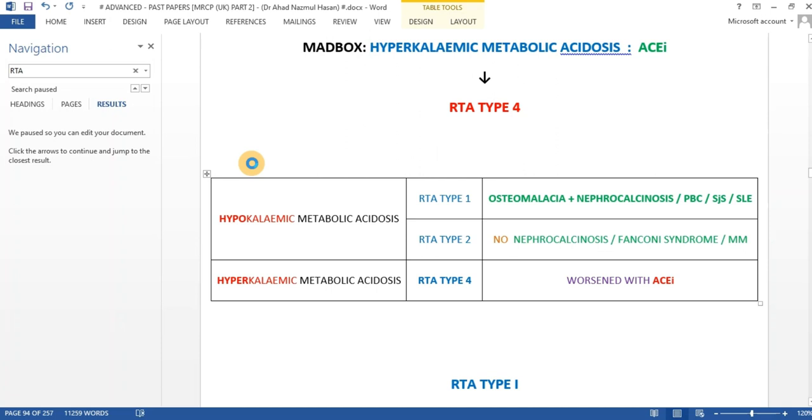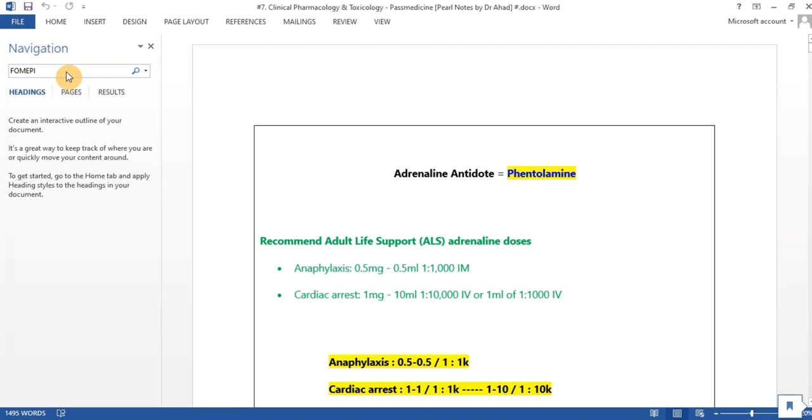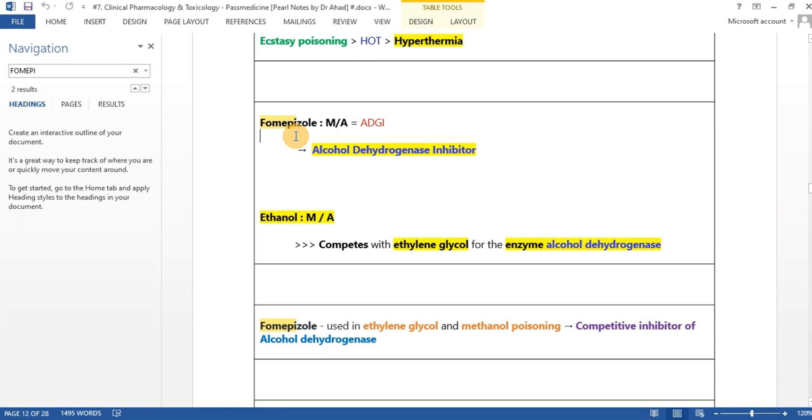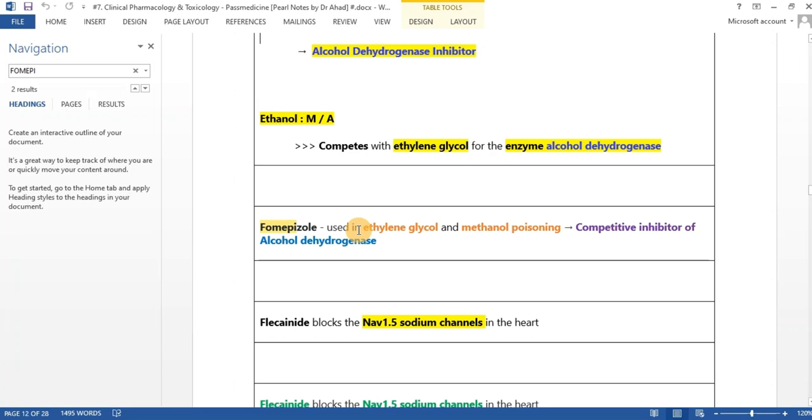What's the antidote? So fomepizole is actually the antidote for methanol or the ethylene glycol overdose. And this fomepizole causes the competitive inhibition of alcohol dehydrogenase. Fomepizole is used in ethylene glycol and methanol poisoning. And this causes competitive inhibition of alcohol dehydrogenase.